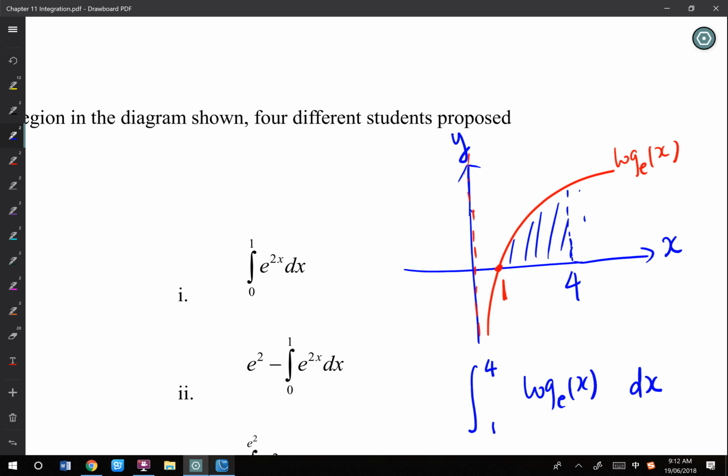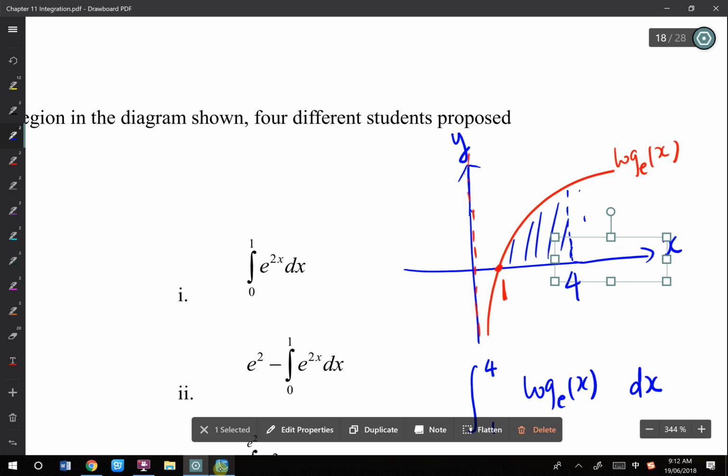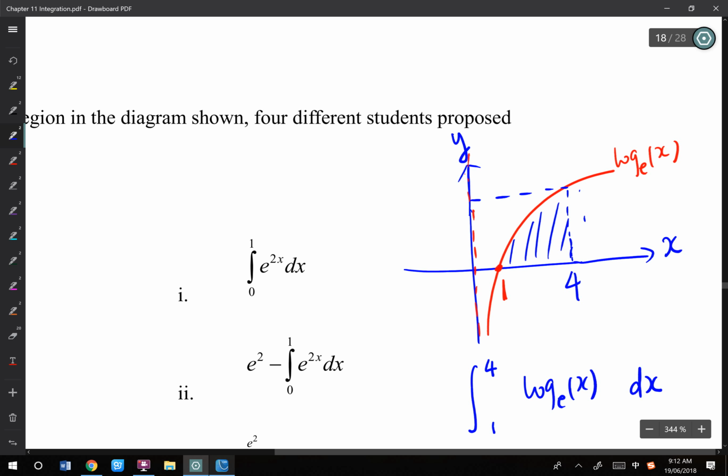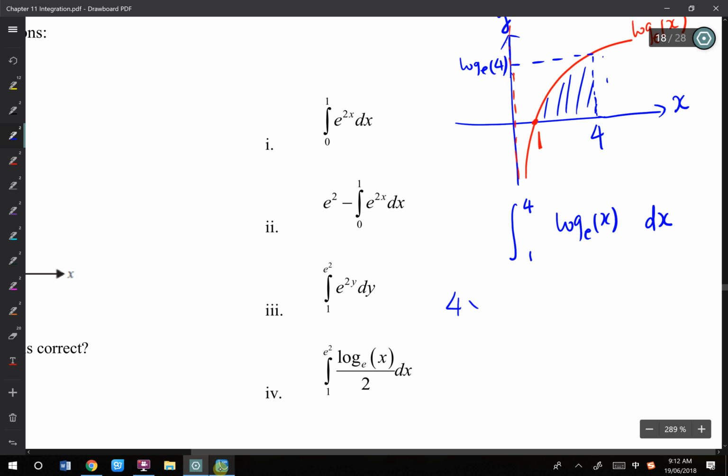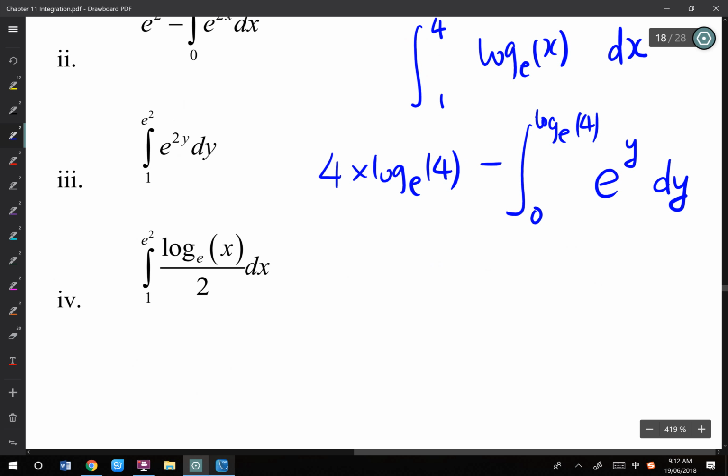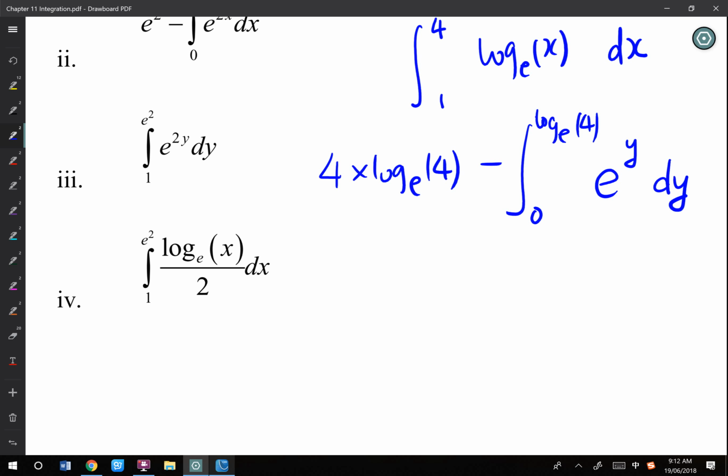Because, see, when you do that, the area under the curve you find is this white area. It's not the shading region. For the shading region, you still need to use the rectangle to do it. So this point is log_e 4. So the actual area will be found by 4 times log_e 4 minus the integral from 0 to log_e 4 of e to the power of y dy. Okay, the rectangle minus the white area should give you the shading area.